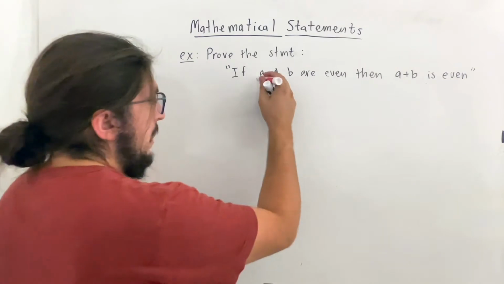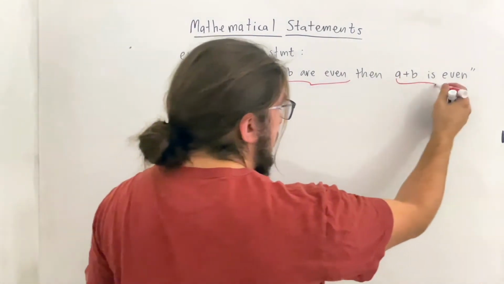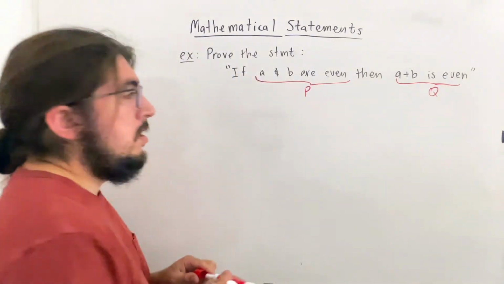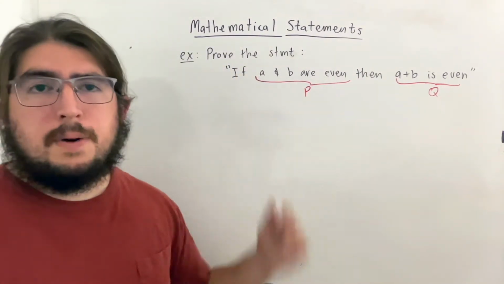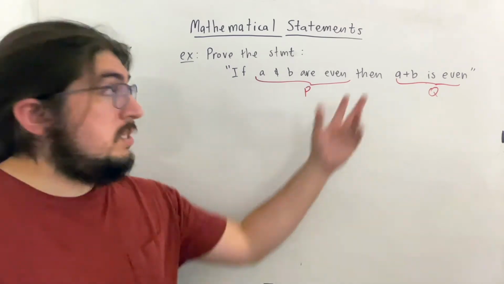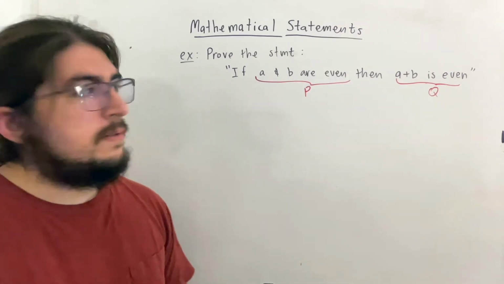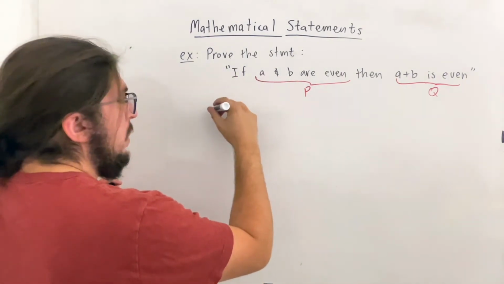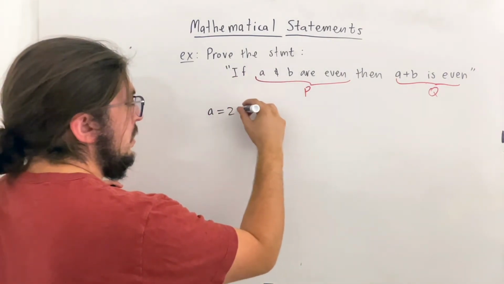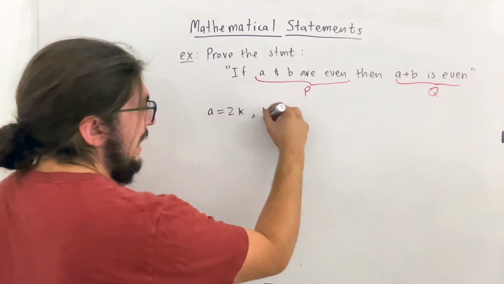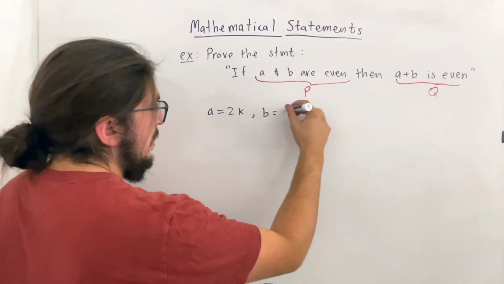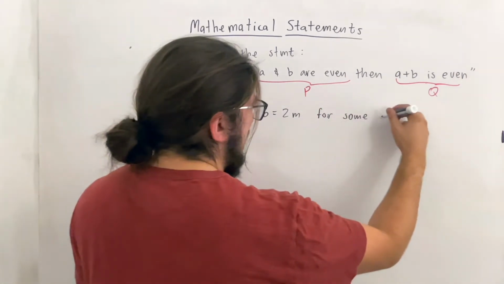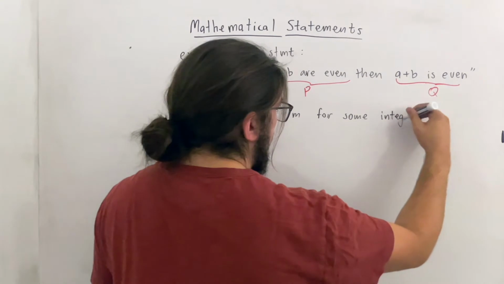So just to explain, based on what we've been discussing, this would be our hypothesis P, and this would be our conclusion Q. To prove this statement, we're going to assume our hypothesis is true, and then we'll deduce that Q must also be true. Okay, so assuming A and B are both even, we can write them as 2 times something. So let's say A is 2 times K, and B is 2 times M, for some integers, or some numbers, K and M.